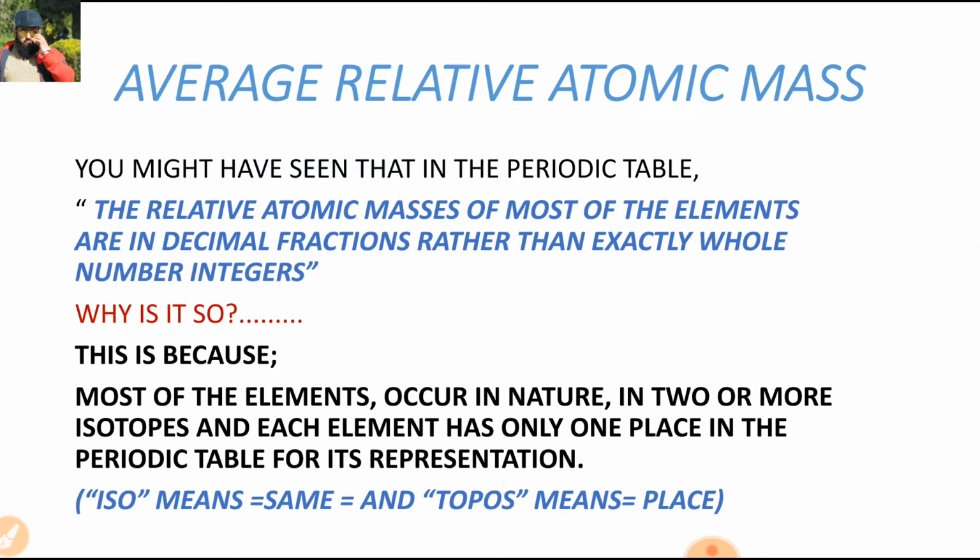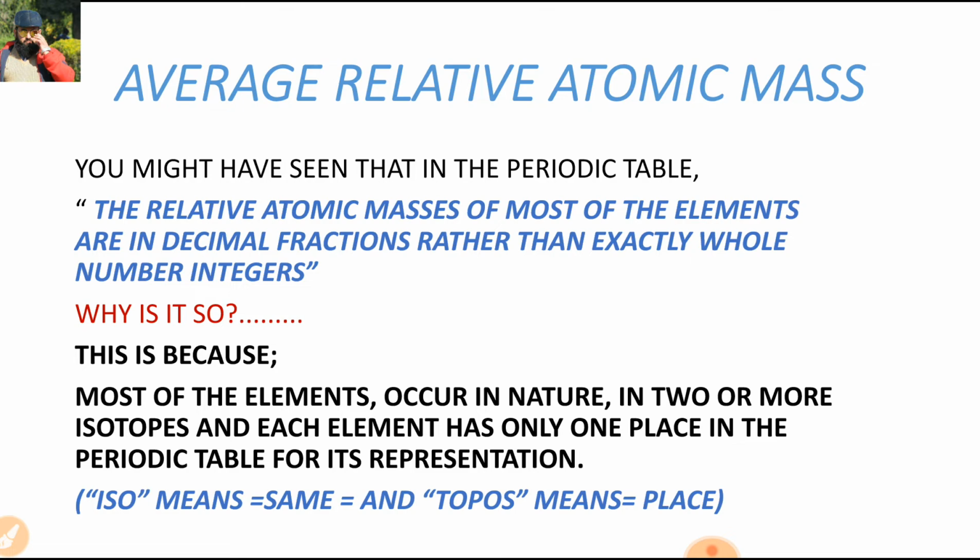Why do we take average relative atomic mass? You might have seen in the periodic table that atomic masses of almost all the elements are given in decimal fractions, not in exact whole numbers or integers. This is because, as we have discussed, most elements occur in nature in two or more isotopes. That is why we have to take the average relative atomic mass, which is the weighted average.